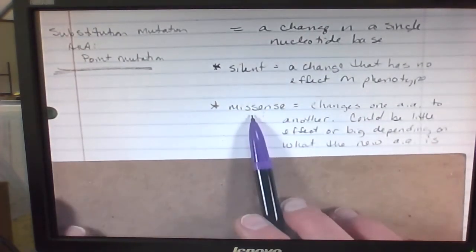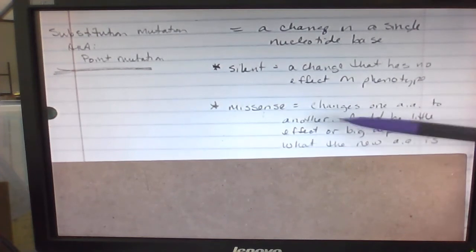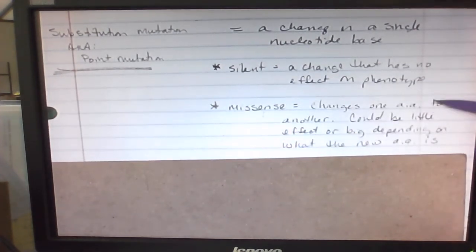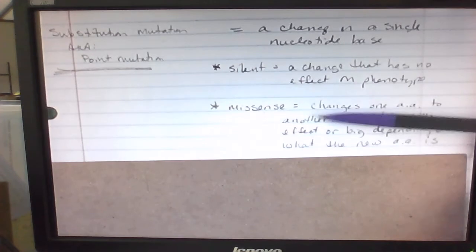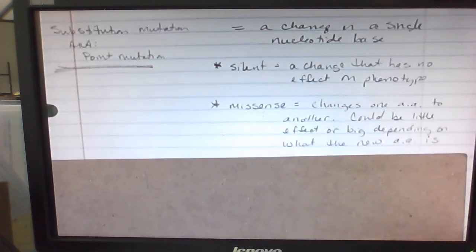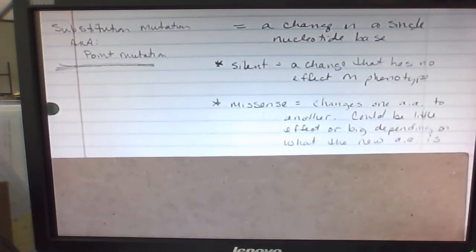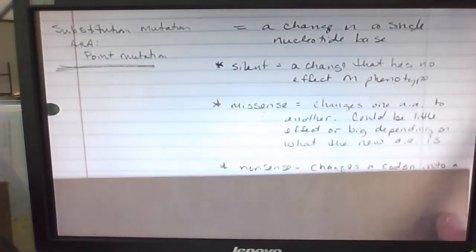A point mutation can be a missense mutation, which changes one amino acid to another. So we had an amino acid, and now this missense mutation changed it to a different amino acid. There could be little effect or a big effect depending on what the new amino acid is. If the new amino acid is similar, there might not be much of an effect. If the amino acid is very different, it could completely change the protein.